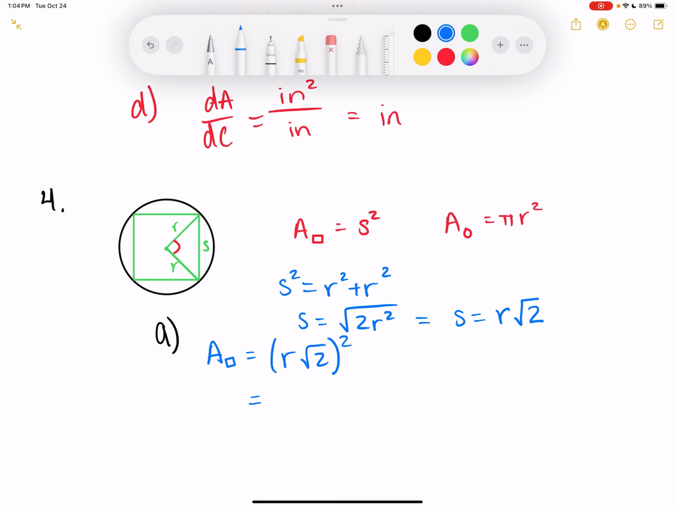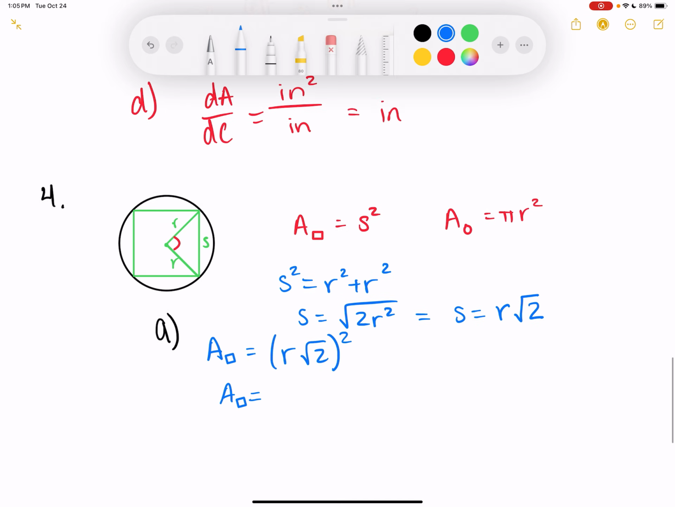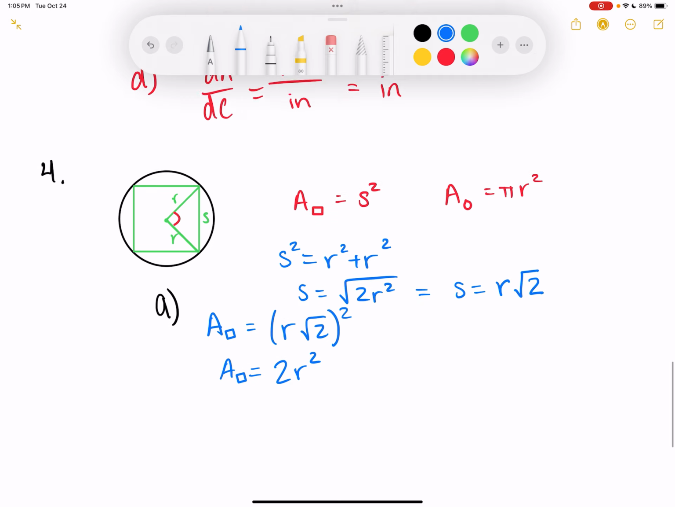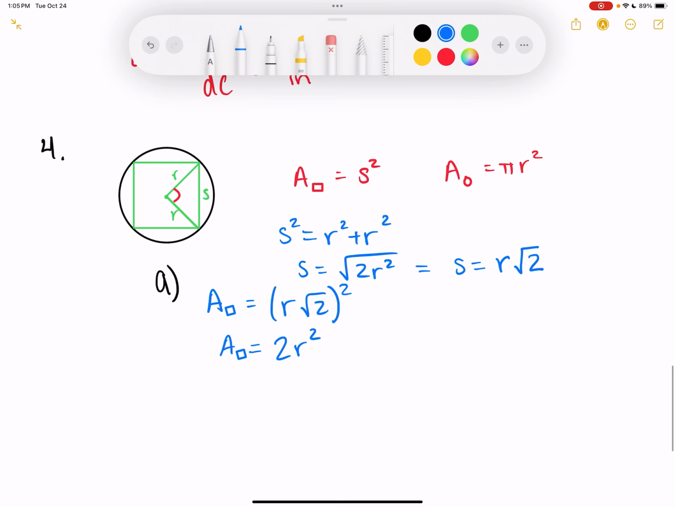So what does A end up being equal to? 2R squared. So that's my area as a function of radius. Yes, that's part 1.